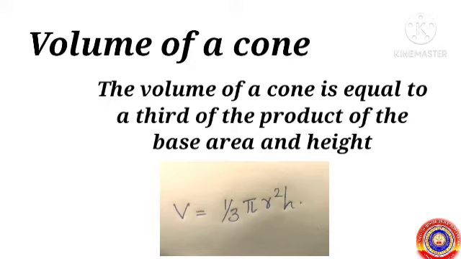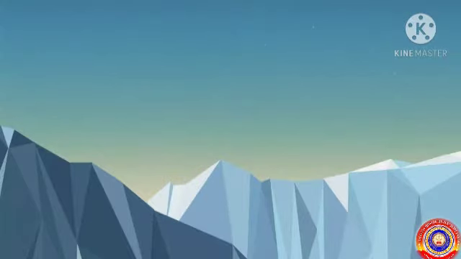Next, volume of a cone. The volume of a cone is equal to a third of the product of the base area and height, V equal to 1 by 3 pi R square H.